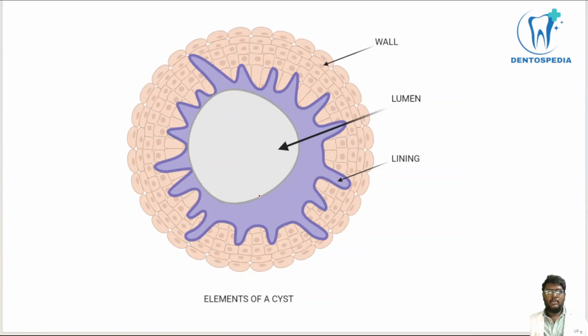And this is the cross section of a cyst where you can see the cystic lumen. This is the cystic epithelium, and this is the cystic wall.